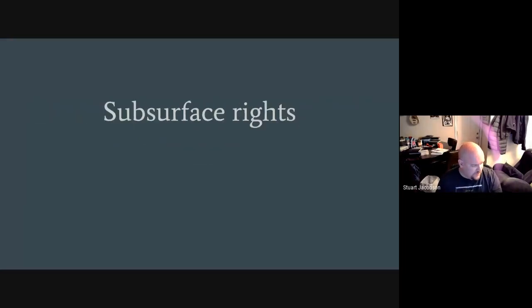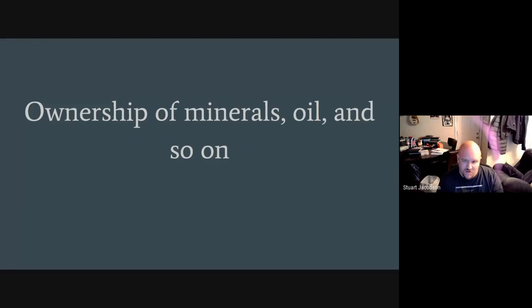Subsurface rights. Those are sometimes referred to as our mineral rights. And that's the ownership of minerals, oils, and so on. Oh, the way they word some of this. Those are basically the opposite of air rights. If we're using opposites in this chapter, the opposite of air rights would be our subsurface or our mineral rights, okay?